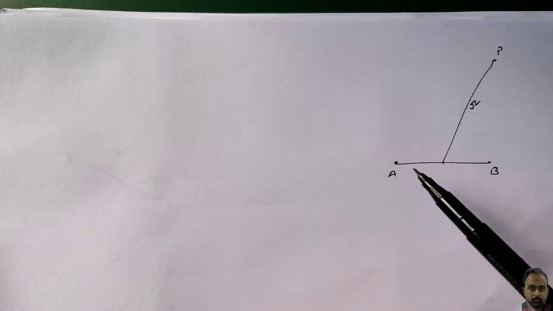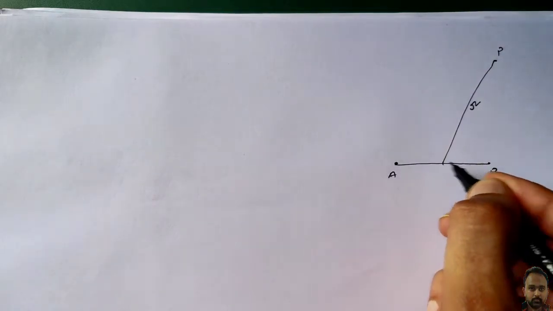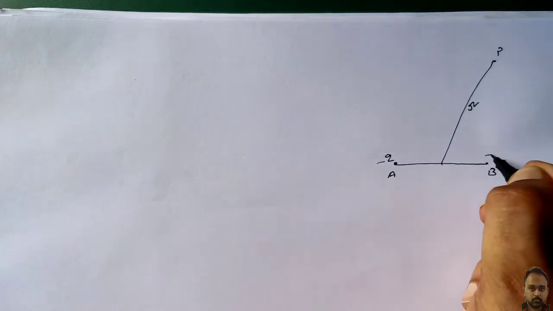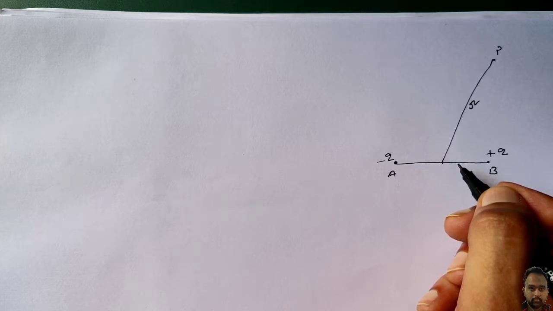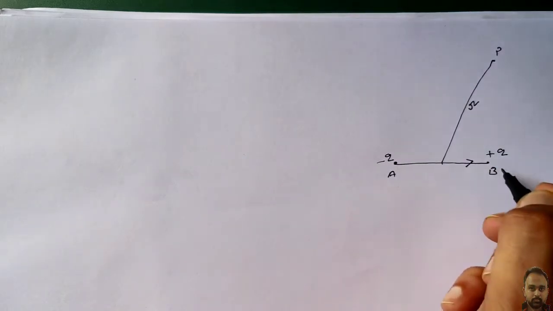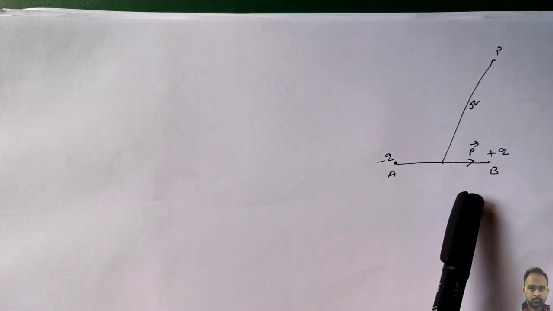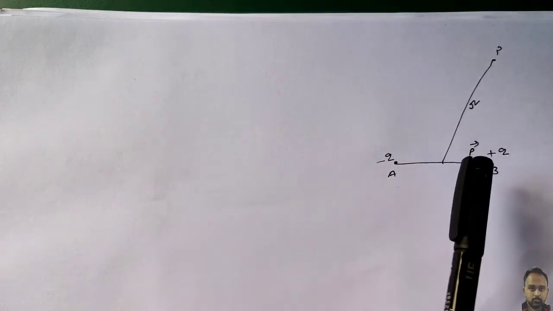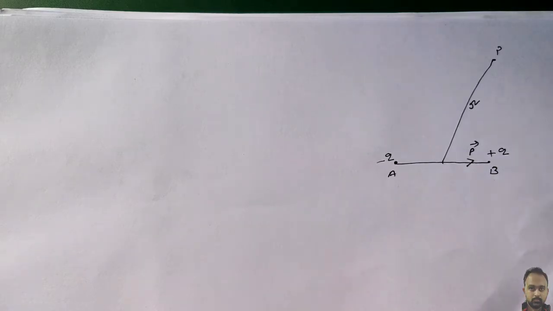Now this is AB, our original dipole, whose dipole moment is, say, this is the negative pole and this is the positive pole. So as we know, the electric dipole moment is directed from negative pole to positive pole. So this is the direction of electric dipole moment of this dipole AB. In this topic, we have to find out the electric field due to this dipole at this particular point P.